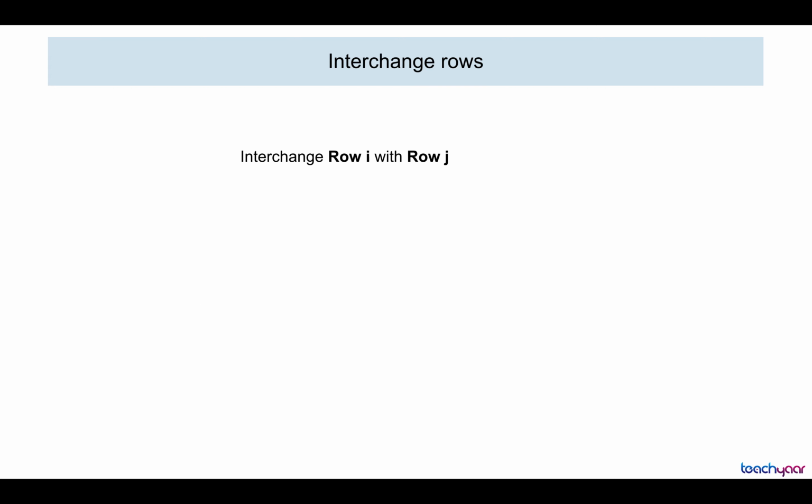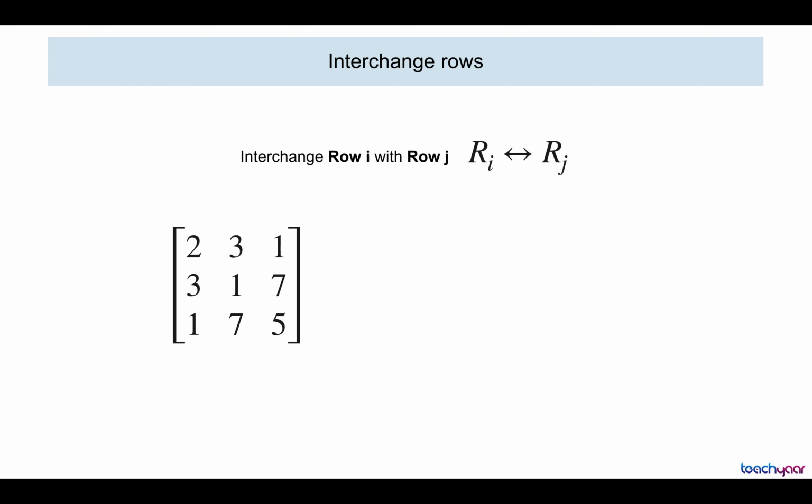So the first kind of elementary operation that can be performed is interchanging the rows of the matrix. This is for square matrices. So take a square matrix and take row i and row j. Now what you can do is switch those rows. So your row i now becomes row j and row j becomes row i. What do I mean by that? Let's show you an example and it will become very clear.